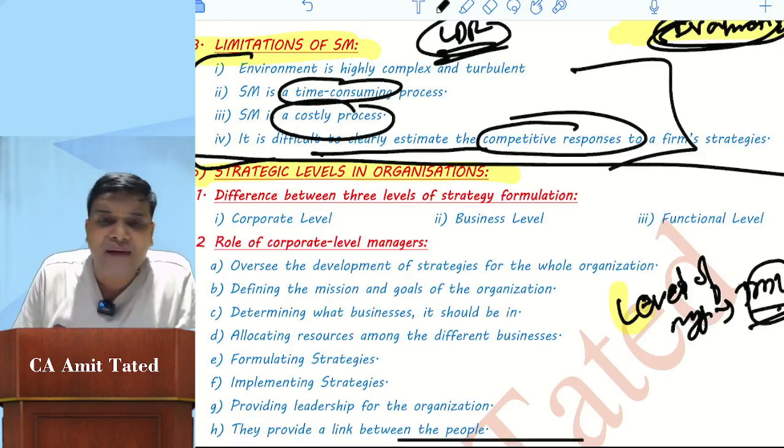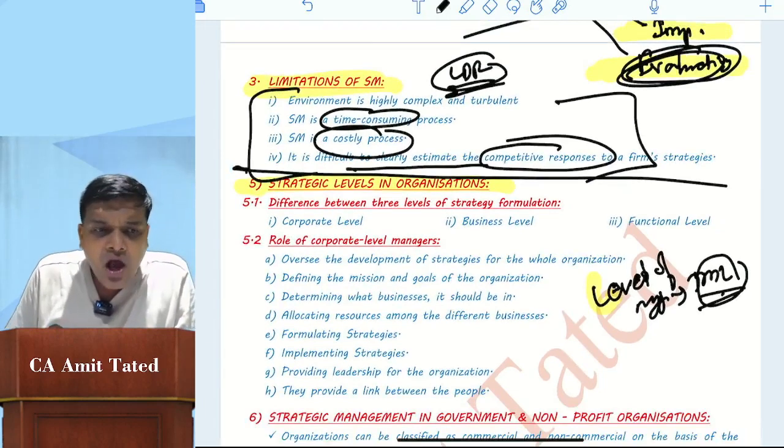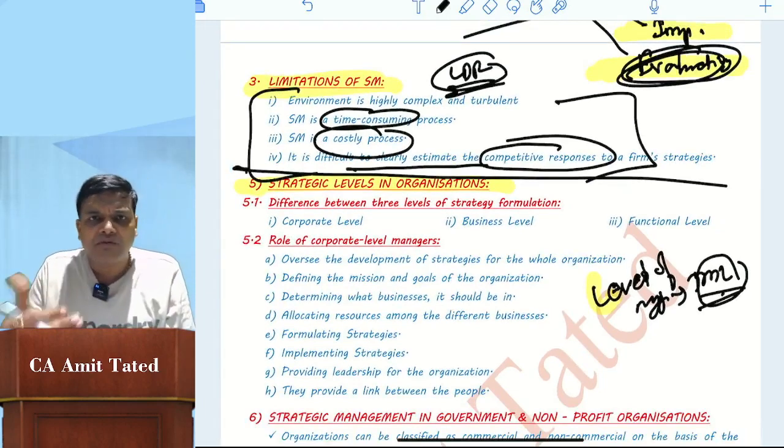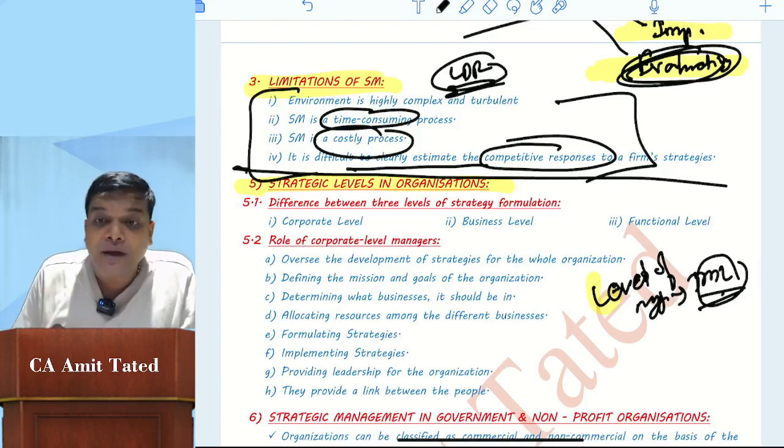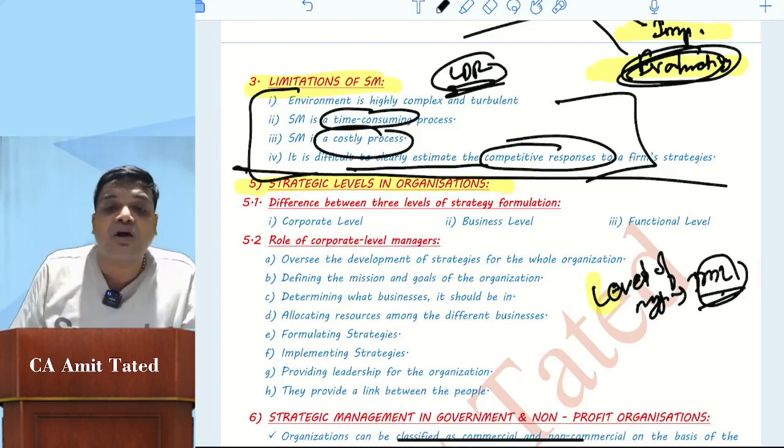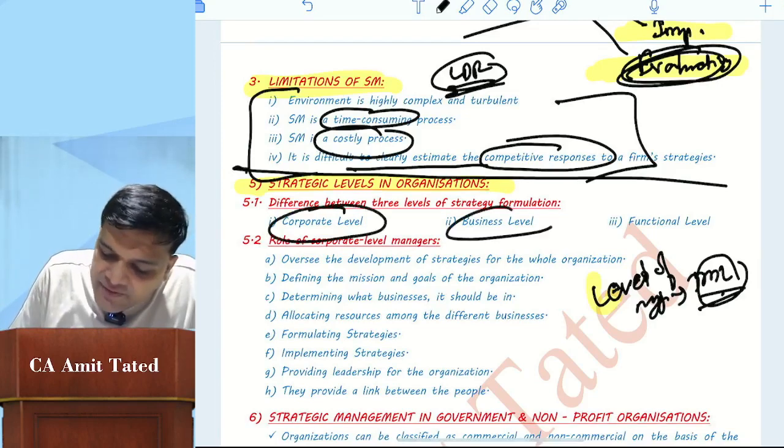If I ask you how many levels of management are there in organization, your answer will be top level, middle level, lower level. That for sure. But if I ask you what are the strategic levels in organization, the answer is not top, middle, lower. Strategic will be corporate level, business level, and functional level.